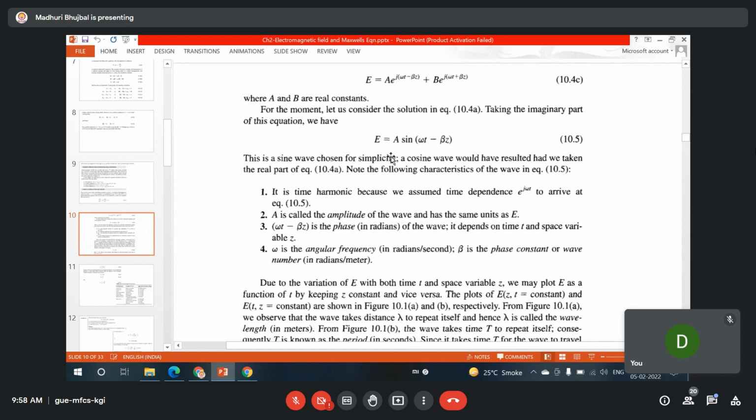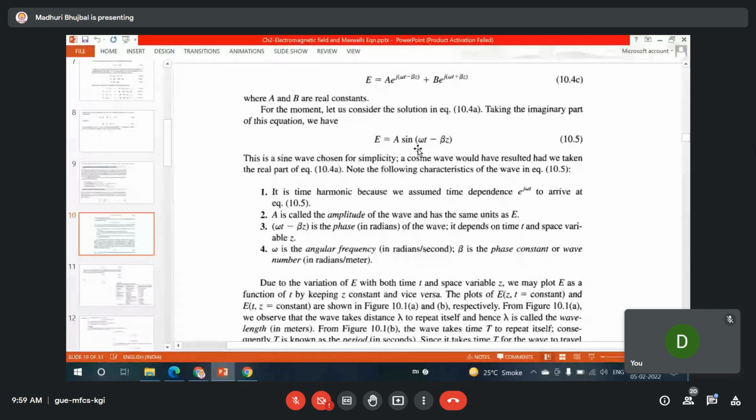Now in this equation, what is capital A? Write down, capital A is called the amplitude of the wave. And what will be the unit of capital A? It is the same as capital E.